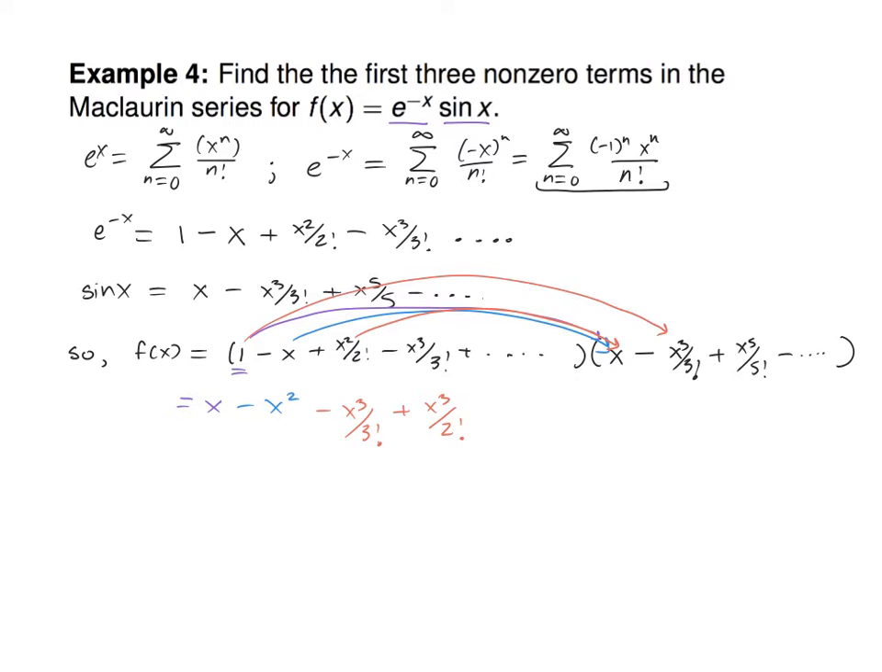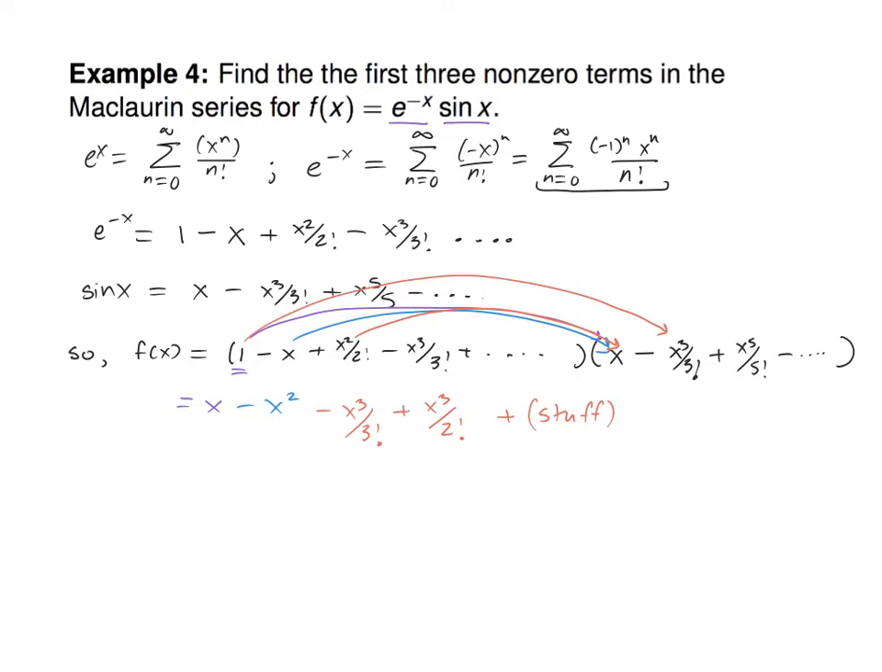Is there any other way to get powers of 3? No, every other power is going to be bigger than 3, right? And are any of these terms going to zero out or cancel or anything? No, right? So we're just going to say plus stuff. Well, there are the first 3 non-zero terms as soon as we do what to the like terms? Just add them together, right?